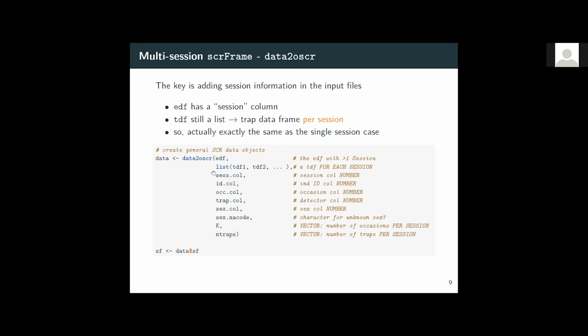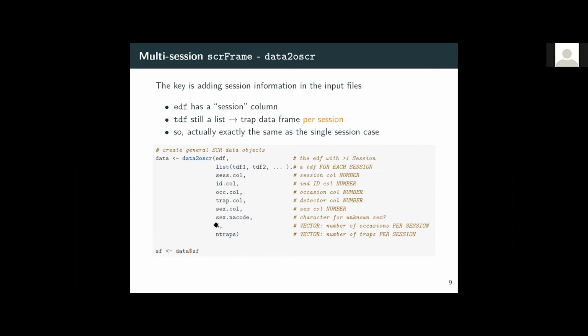So we had K before. That was how many occasions, how many trapping occasions did you have in this particular study. Now, instead of being a single value, there's going to be a vector. So if we had 3 sessions, there's going to be the number of occasions for each of those sessions. So 90 days over here, 90 occasions, 25 occasions, and 35 occasions. For a 3-session study, there's going to be 3 values, and those values are going to correspond to how many occasions were in each of those sessions.